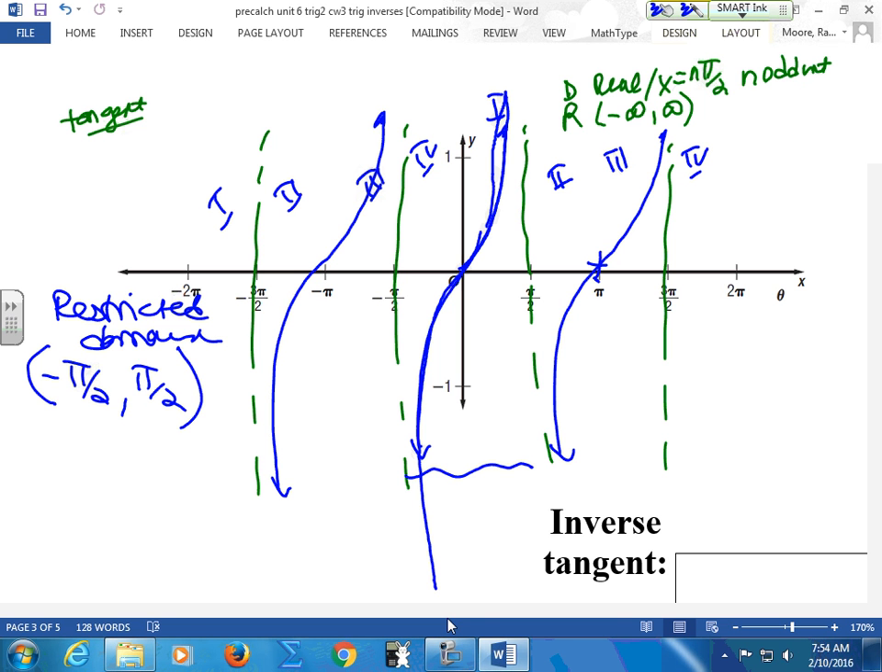So tangent, therefore, uses 1 and 4. In 1 it will be positive, in 4 it will be negative. Tangent's my least favorite function, but it's my favorite inverse. Tangent is perfect. It's right there. Okay? Now, let's back this up and go back to cosine.